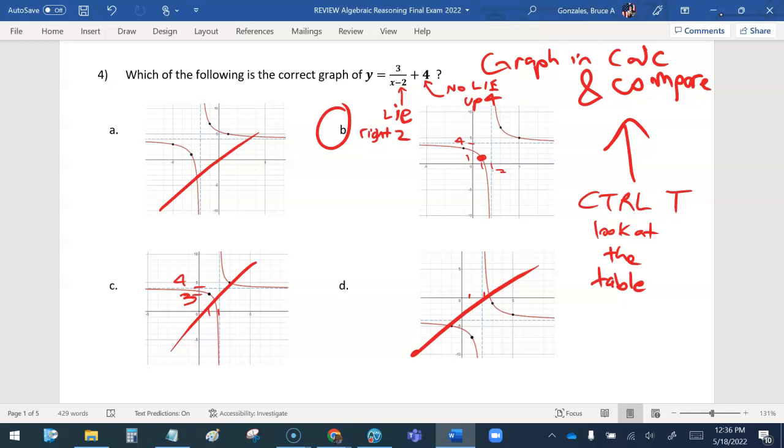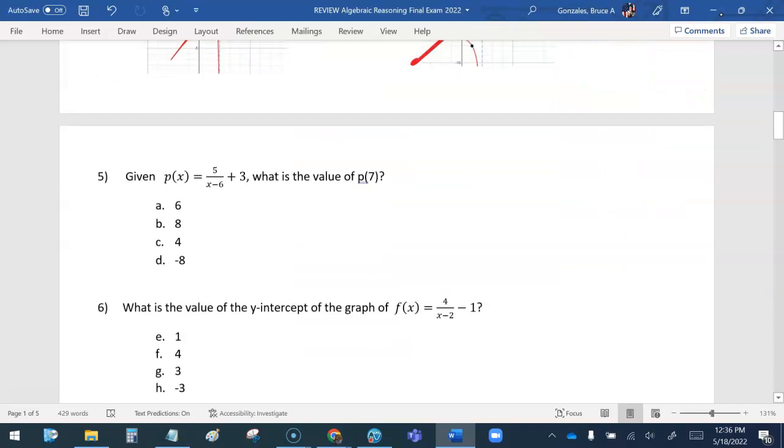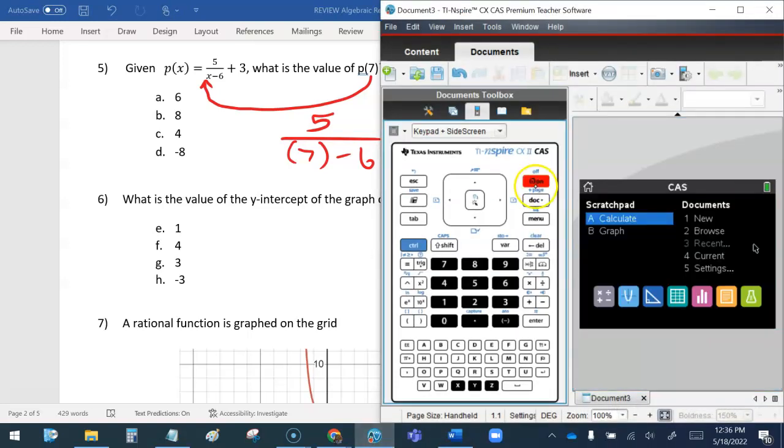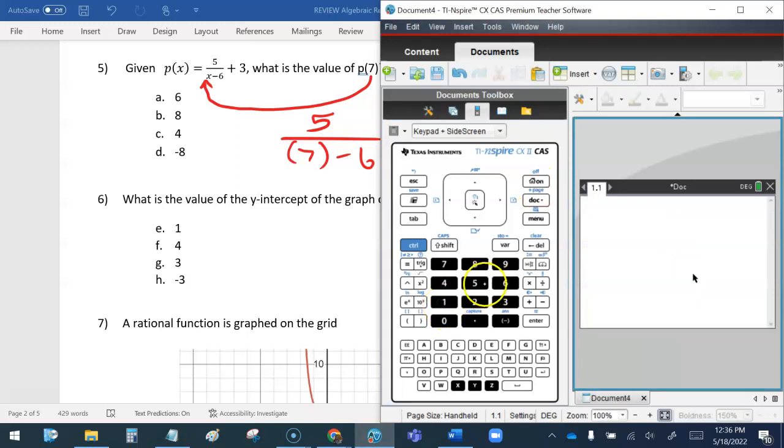So again, you can graph it, hit Control T, look at the table, make sure these points are on that graph. Number 5, what's the value of p to the 7? So you're going to put that 7 where you see x. So it's 5 over 7 minus 6 plus 3. Five over 7 minus 6 plus 3, which gives me 8.